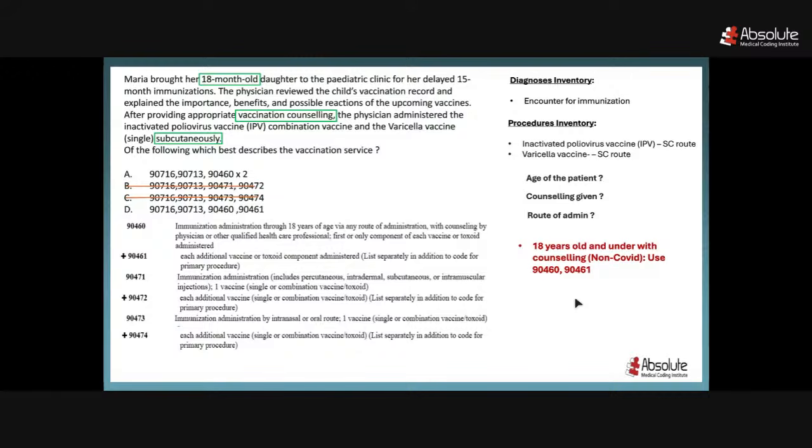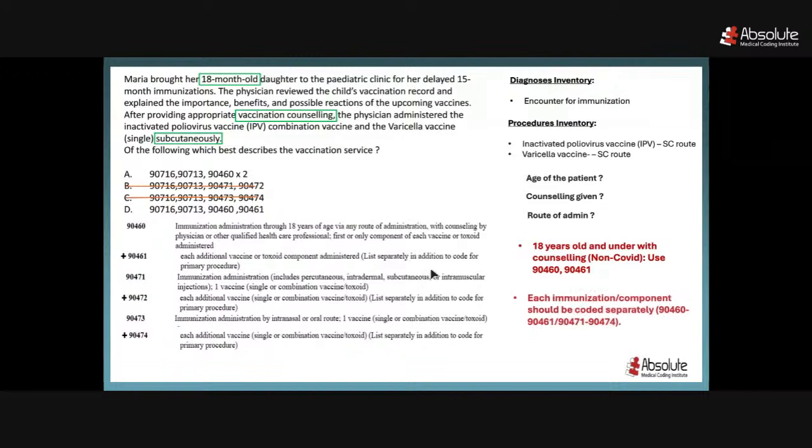I don't even need to open my books because I know that 90471 and 90473 should not be used in this scenario. They should be used for cases where no vaccine counseling was given. And here the vaccine counseling was given, and the age of the patient is under 18. So option B and C are straight away incorrect. Now comes the question, which is the correct answer between option A and option D? Yes, I know you all are eager to see which is the correct answer.